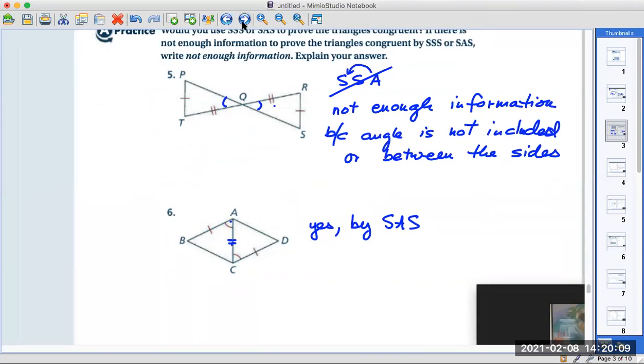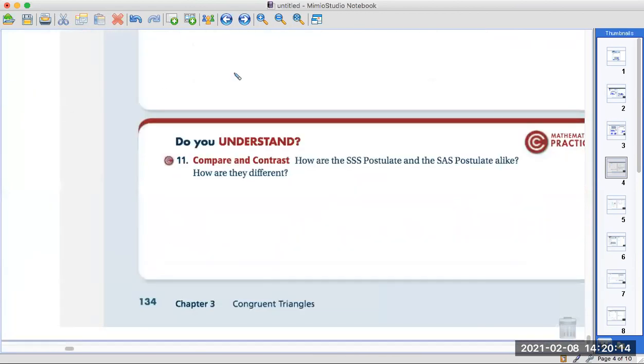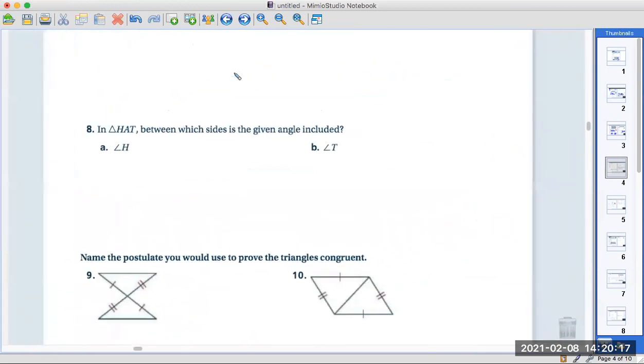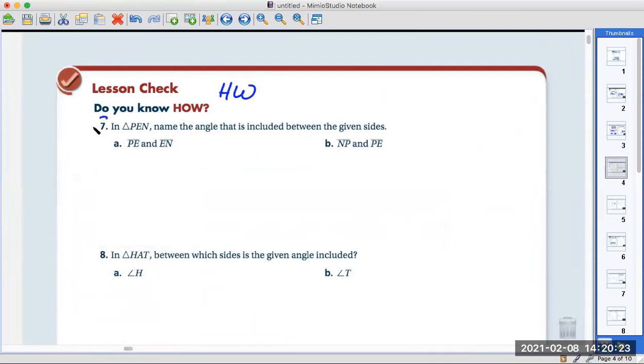Okay, on the next page, we're having our homework. And we're going to move on to the next lesson. This is page 134. And you're going to do number 7. Triangle PEN. Always draw the triangle. Name it however you want. And then you can answer the question. Name the angle that is included between the given sides. Between side PE, this side, and EN, the angle is angle E. So if you draw it out, it makes a visual for you to answer the question.